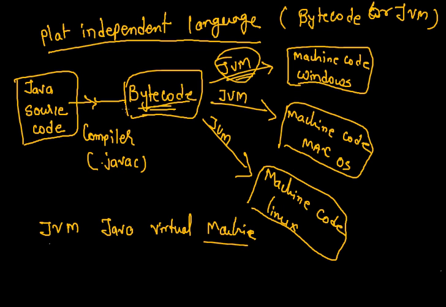Remember, bytecode is platform independent and machine code is platform dependent, because the working of every machine could be different. So for converting bytecode into machine code, we require the JVM, Java Virtual Machine. Remember this. I hope you are able to understand all these things.